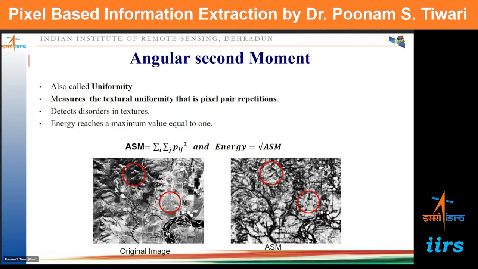Okay, so many things that are not clear on the original image, here I have shown the red circles. You can see many features that are not clear in the original image are so pronounced in the angular second moment. Okay, so it gives us further insights into the data set and into the features of our interest. So interpretation on such type of texture measures becomes easier.